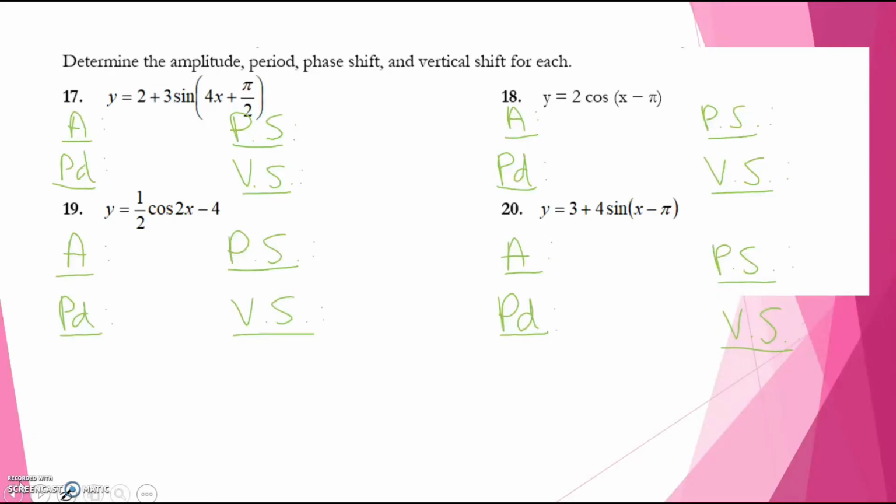So now for 17 through 20, go ahead and find the amplitude, period, phase shift, and vertical shift for each of these like you did yesterday. Do notice that some of these have the D out front, so that 2 right there is actually the D, so that would be the vertical shift. It's just out front instead of behind the back. So go ahead and do that, pause the video, play it, and see if you got the right answers.